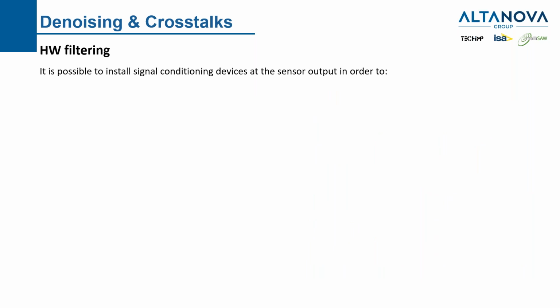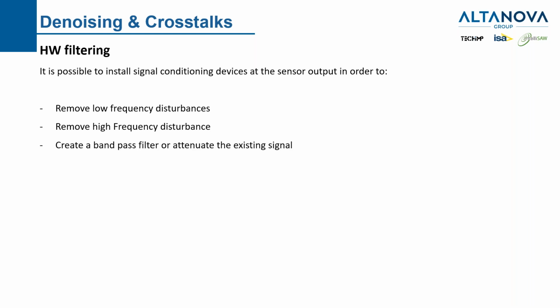Now, we can also use hardware filters to remove noise or unexpected signals. We can remove low frequency disturbances with a high pass filter. We can remove high frequency disturbances with a low pass filter. We can combine these two and get a band pass filter, or we can attenuate the existing signal with an attenuator in case we have a very high signal and we need to understand what's going on.